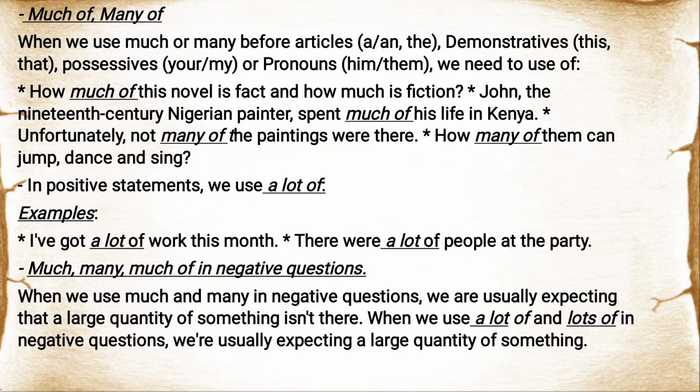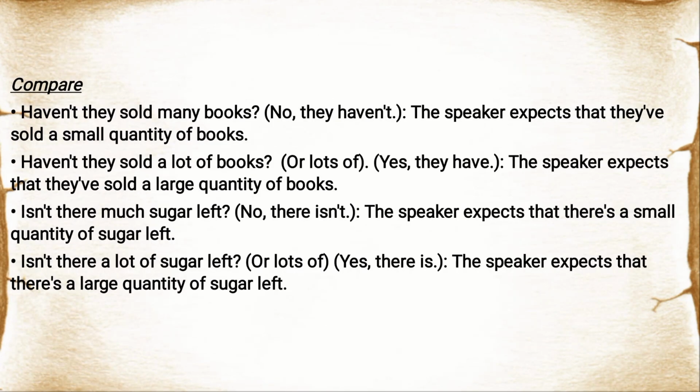Much, many, much of in negative questions. When we use much and many in negative questions, we are usually expecting that a large quantity of something isn't there. When we use a lot of and lots of in negative questions, we're usually expecting a large quantity of something. Compare: Haven't they sold many books? No, they haven't. The speaker expects that they've sold a small quantity of books. Haven't they sold a lot of books? Or lots of? Yes, they have. The speaker expects that they've sold a large quantity of books.